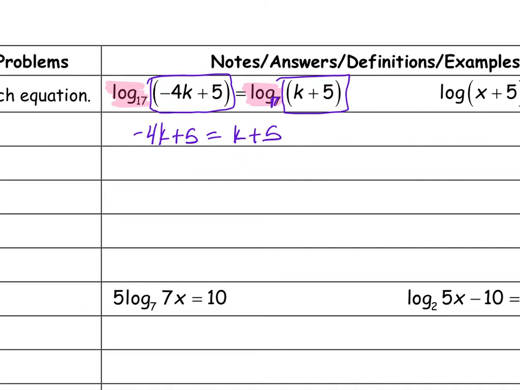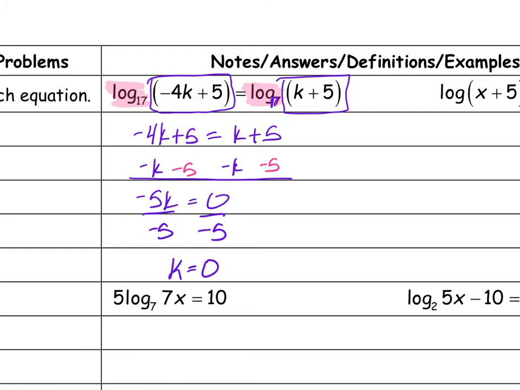So how do I solve for it? I'm going to subtract k, and subtract 5 from both sides. And then I get negative 5k equals 0. Divide by negative 5, and k equals 0. Okay, so that's it on that one.